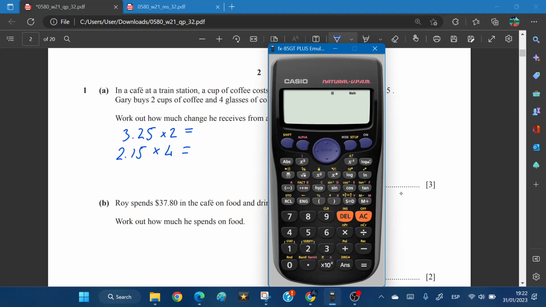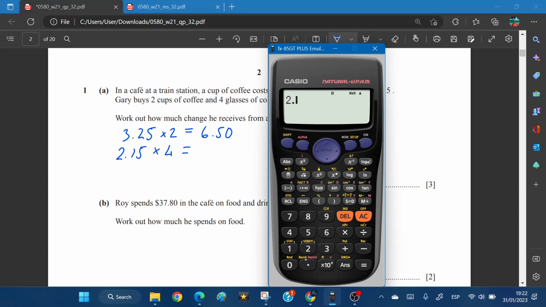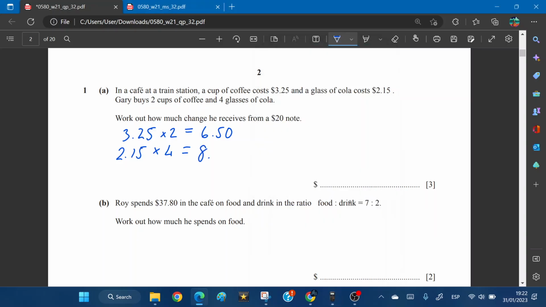Alright, so that will be $3.25 times 2. Oh no, this is the coffee, sorry. That will give us $6.50. And the cola would be $2.15, 4 of those. That will give us $8.60. We add that together. Yeah, we can do that without a calculator. What's that? 15, 10.